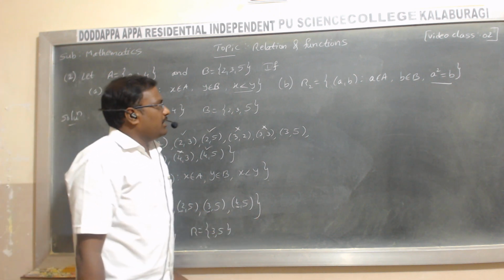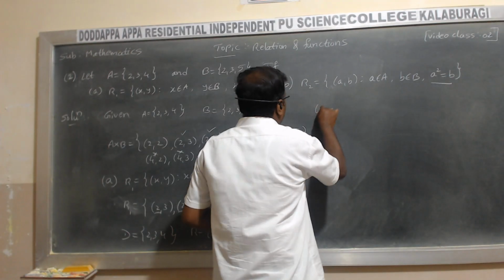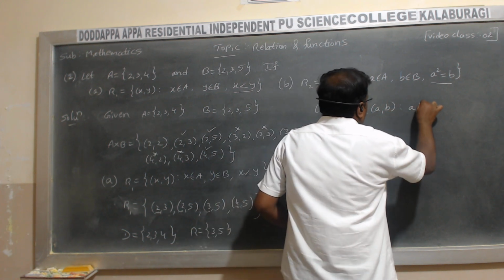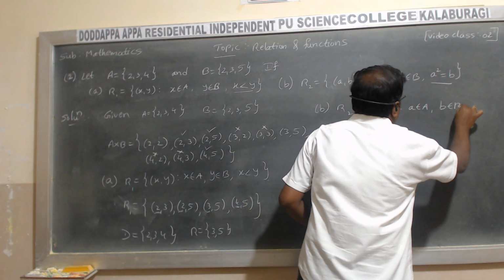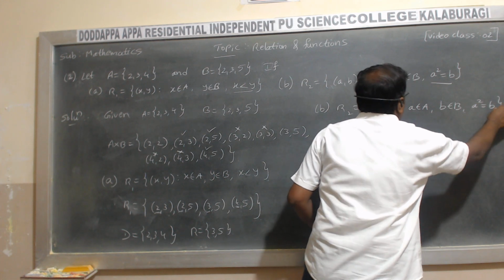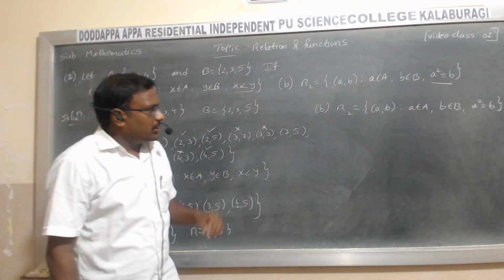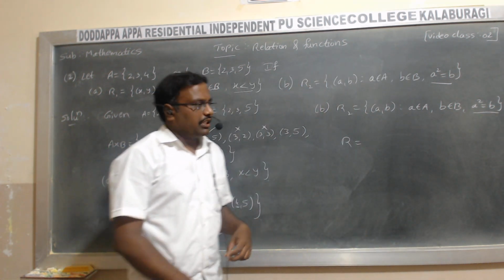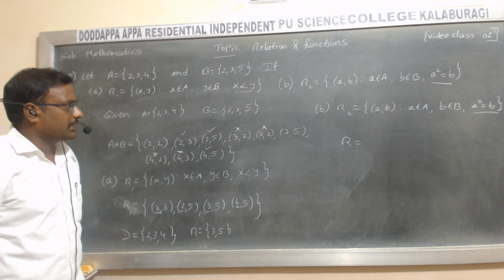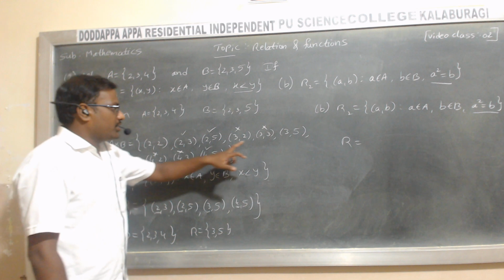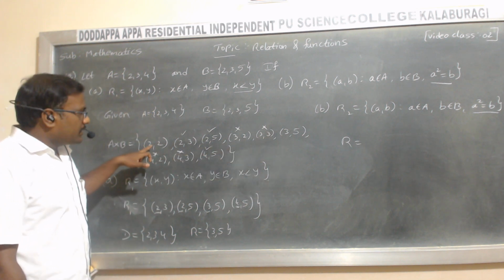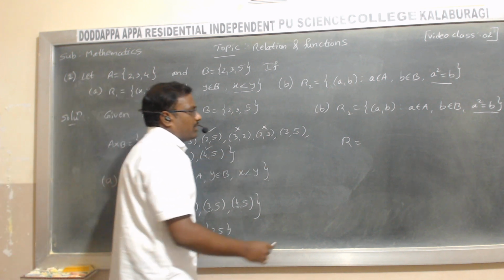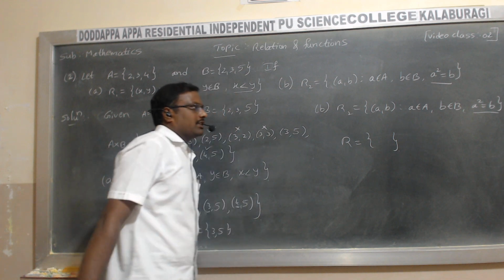Right. So next, similarly, another problem, the second part B. What is the given? R2 is equal to {(a, b) such that a belongs to A, b belongs to B, a square is equal to b}. So you can check the condition. What is the given? a square is equal to b is given. So that type of value, you have to check it. Here is there any such a square value? No. So that's why you can write this one as the null set. Okay.